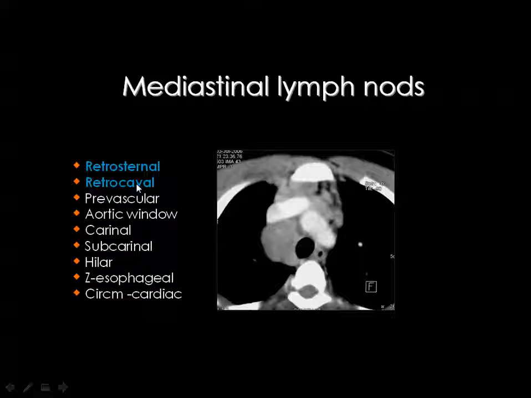Then the retrocaval group of lymph nodes are located posterior to the superior vena cava. You can call them also paratracheal, right paratracheal lymph nodes.